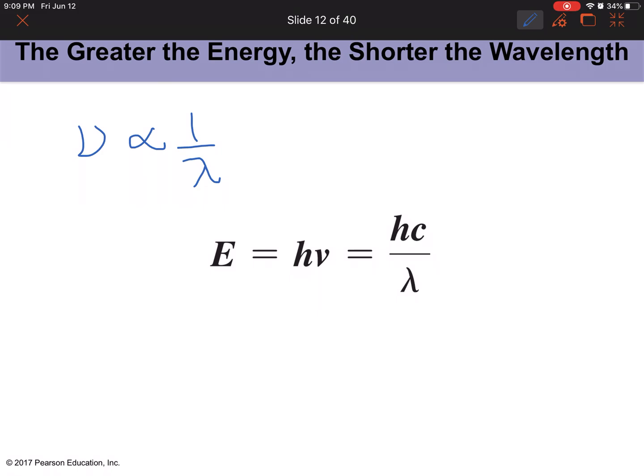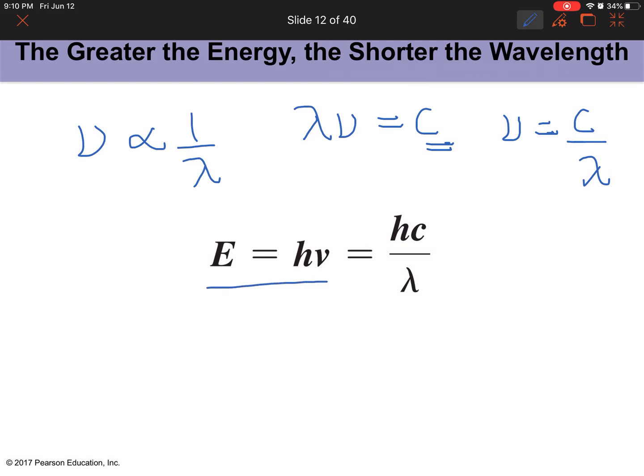If you want to make it equal, we say lambda times nu equals a constant. And what is that constant? That is the speed of light. So c equals lambda times nu. If you rearrange this equation, nu would be c over lambda. So the frequency can be expressed as c over lambda.